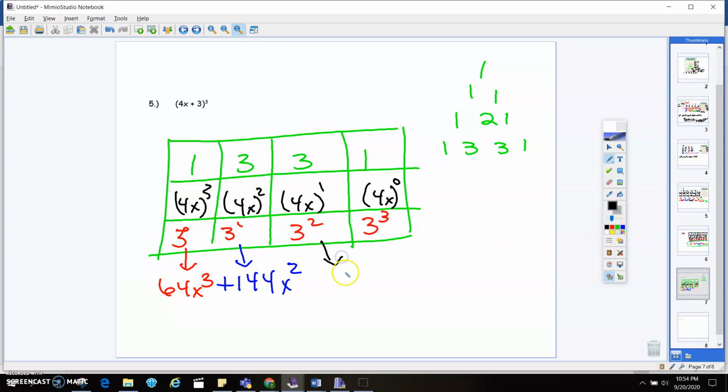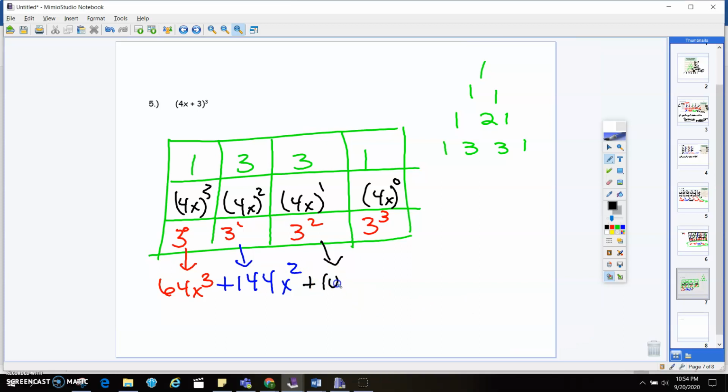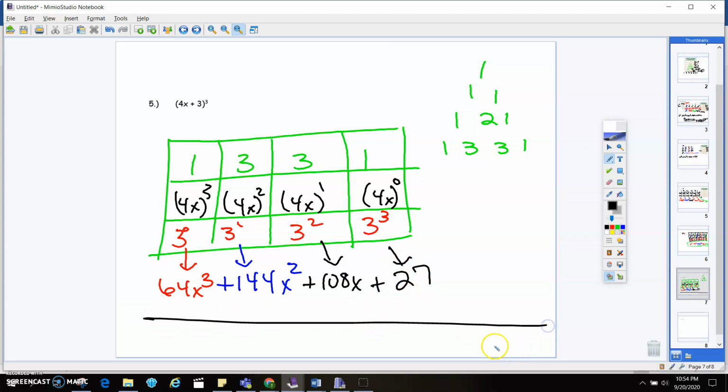This one right here, I'm going to go into my calculator. I'm going to say 3 times 4 to the 1st power times 3 to the 2nd power. Remember, use your parentheses because otherwise you change the answer. If you're going to square something, put it inside the parentheses. 108x to the 1st. And then we got 1 times x to the 0 power, which is 1, and 3 to the 3rd power, which is going to give me 27. Boom, done.